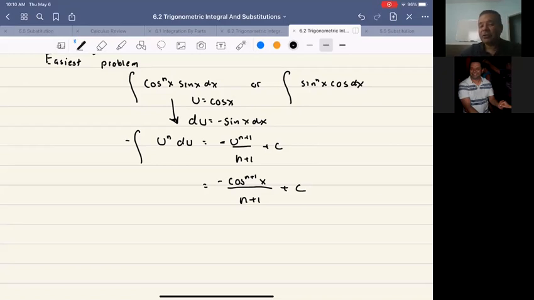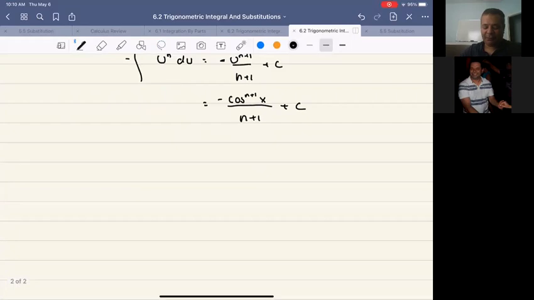It gets a little bit trickier when we don't have that sine here, for example. Okay, so let's start with the next one. Let's say we have the integral, let's do an example, cosine to the fifth of x dx. Okay, so now what I'm doing here is we have an odd power. This is only marginally more difficult.